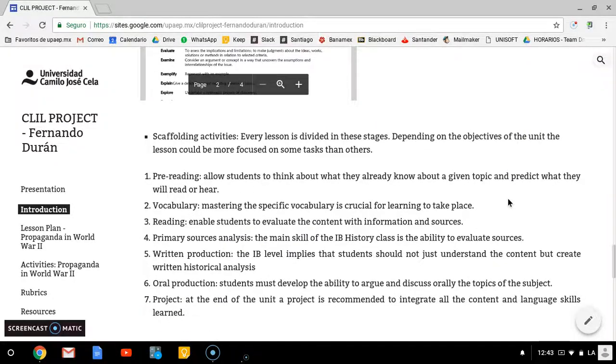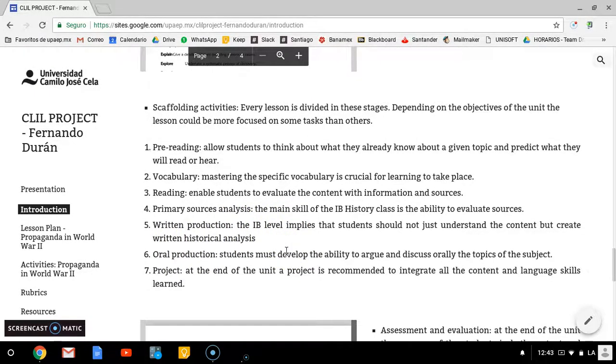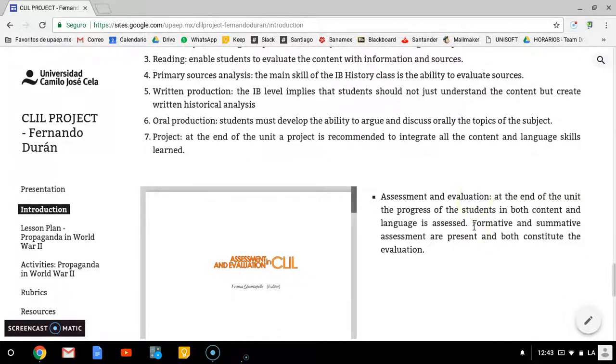Then we can find the scaffolding activities. This is important in CLIL, and I have divided the lesson plan into seven stages, going from the pre-reading and vocabulary to reading, then the primary sources analysis, written production, and oral production, which are productive skills. At the end, the project, because I really believe that the project-based approach engages the students in their own learning. And finally, assessment and evaluation.